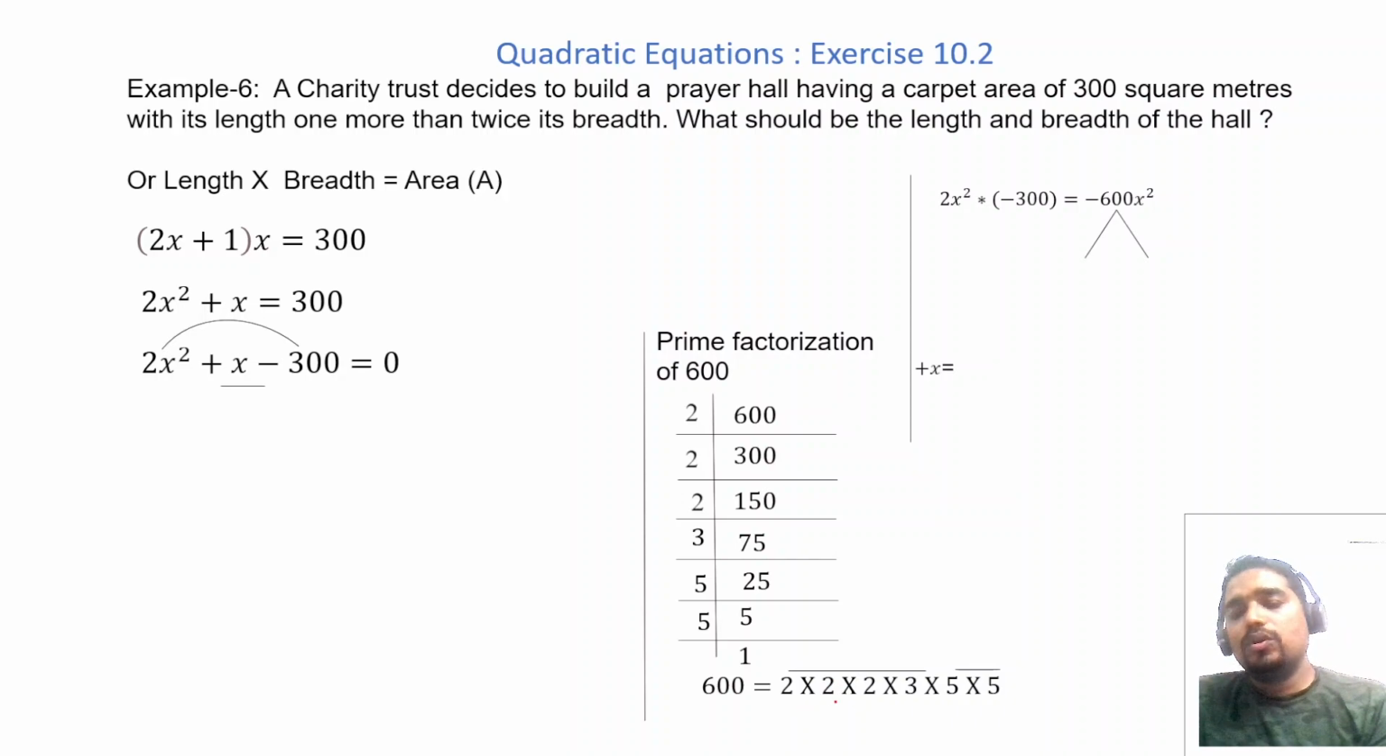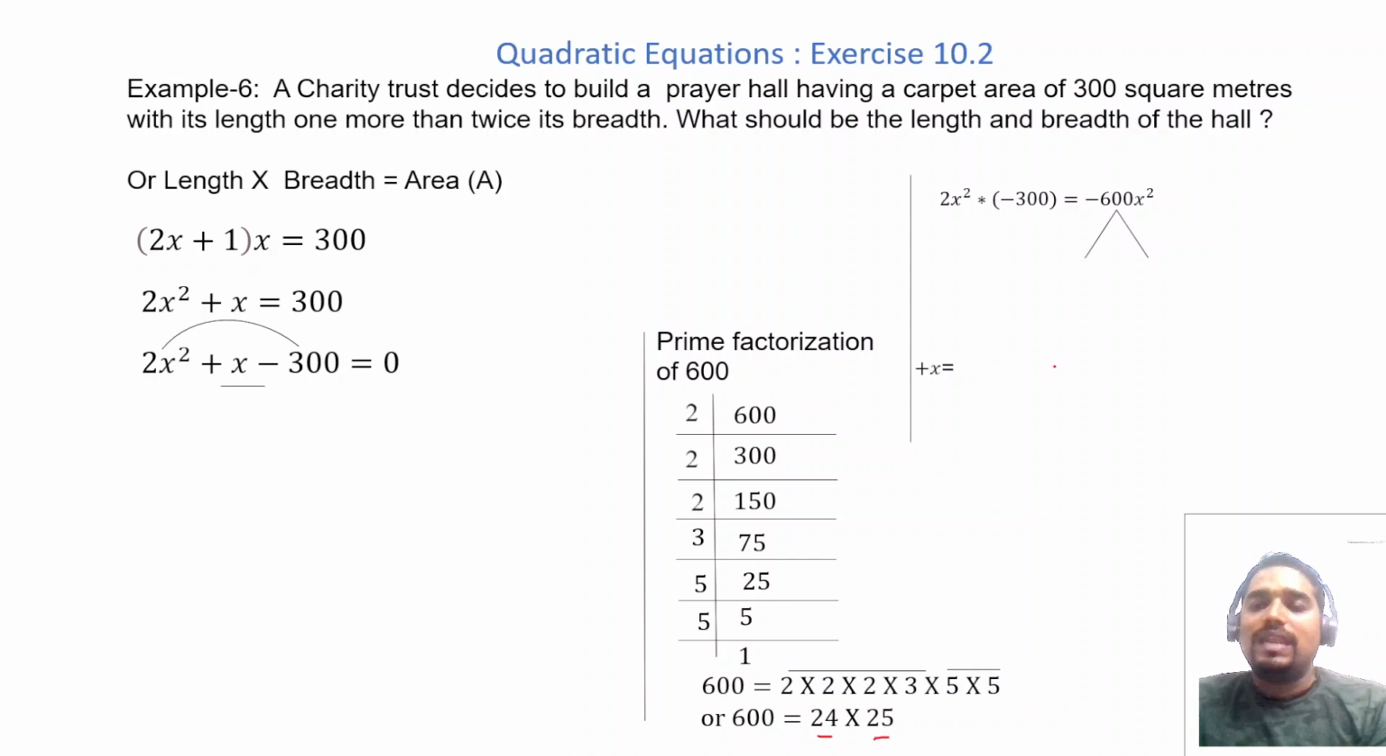The factors would be selected by combining the prime factors like this: 2 to the 4, 4 twos are 8, 8 threes are 24. So this is leading to 24. 5 fives are 25. Therefore, what happens? 25 and 24, if subtracted, we would be getting 1. That is, the factors that have to be selected are 24 and 25.